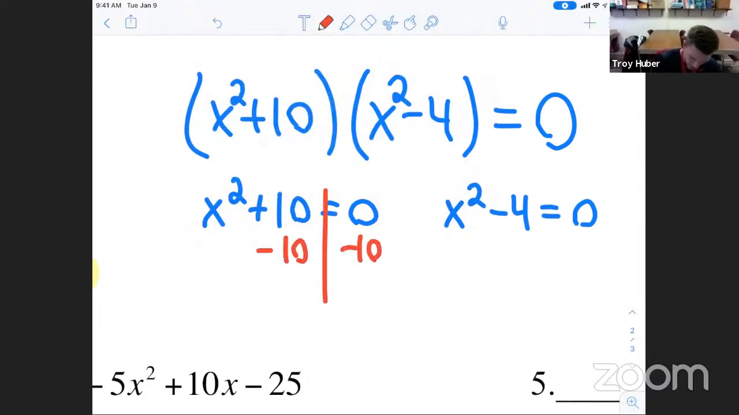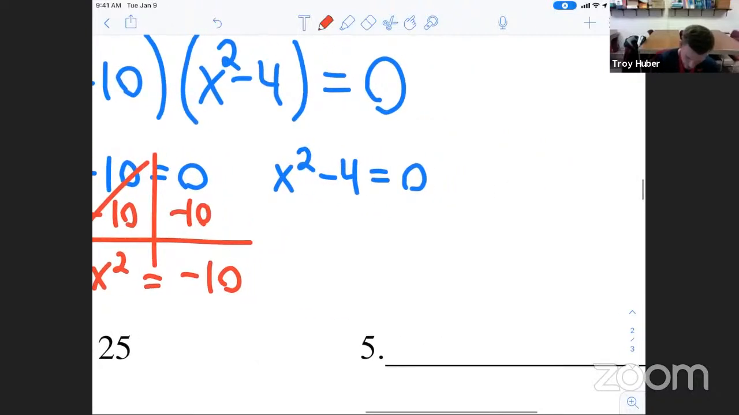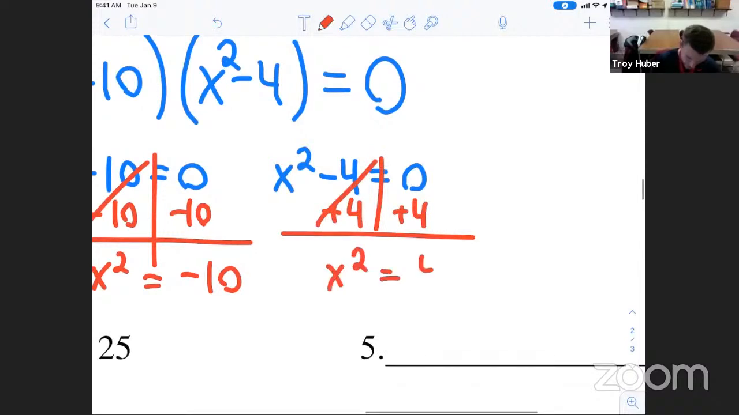Subtract 10 on each side. X squared is equal to negative 10. And add 4 on each side. X squared is equal to 4.